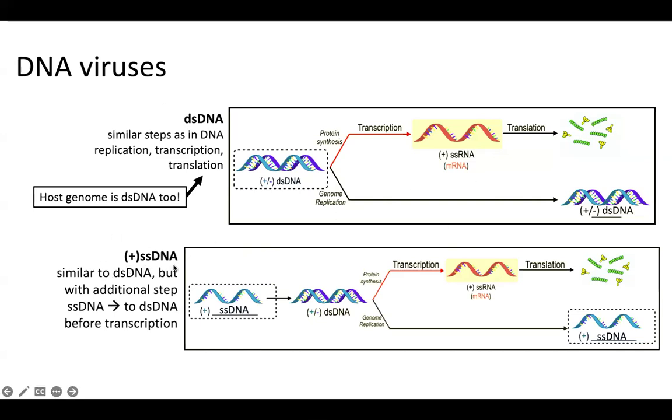All right, when we have single-stranded DNA, like some viruses do, there's an additional step to get to the point of transcription or replication. All that's going to happen there is that, for that single strand, the host's DNA polymerase is going to build the complementary strand. So you have a double-stranded DNA, and then it's just going to act as double-stranded DNA for replication, transcription, and translation. So those are DNA viruses.